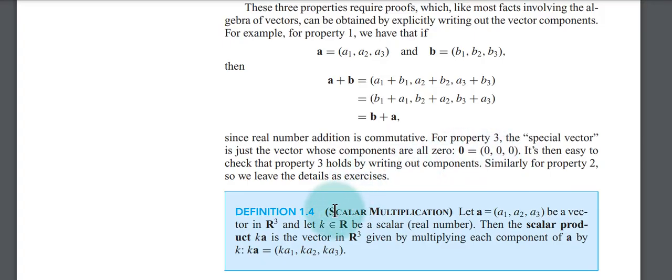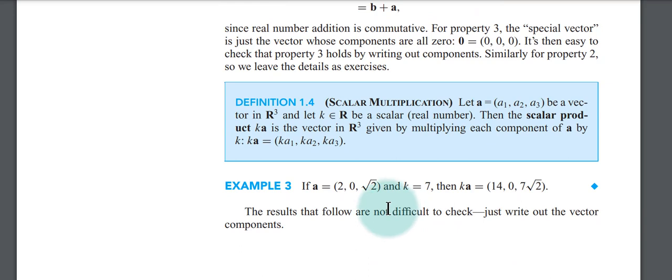Okay, the next thing they define is what we mean when we multiply a vector by a number. So, for example, I'm not sure why they use this complicated looking vector, but here's a vector called A, and suppose we want to multiply it by the number or the scalar 7. So what does that mean? It just means that you multiply each of these by 7. So you multiply 2 by 7, you get 14, 0 by 7, you get 0, and square root of 2 by 7, you get this.